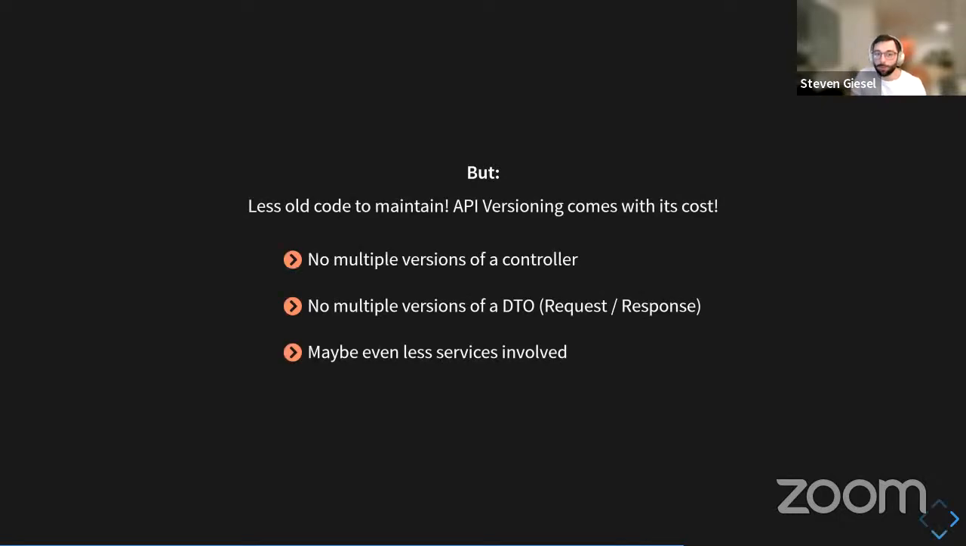But there's also a small catch if we don't do it. When we do not version our stuff, we have less old code to maintain. This is always something you have to consider. API versioning is not for free. You have to at least have those multiple versions of a controller. You have multiple versions maybe of DTOs. And in the worst case, you have multiple services involved. And of course, if you do not version those, then you have a cleaner code base.